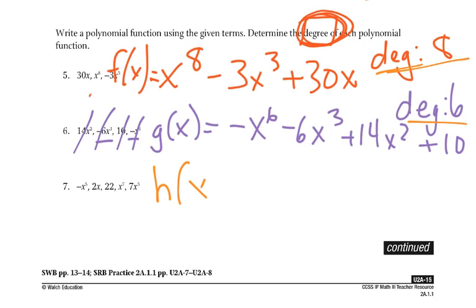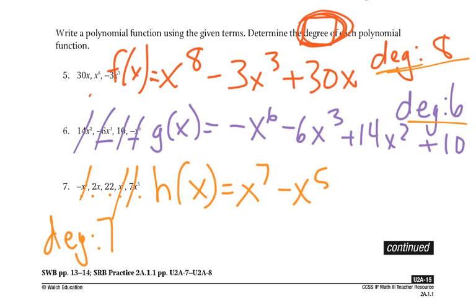Let's call our next one h of x. So we look at the highest power. There's 5, 7, 3, 1, and 0. So it'd be x to the 7th. Okay. So our degree here would be a 7th degree polynomial. Okay. Next up would be negative x to the 5th, then 7x cubed. Don't confuse the coefficients with the degrees. Then 2x, and finally 22. So there we go on those ones, guys.